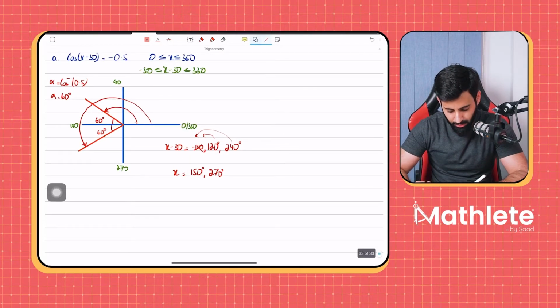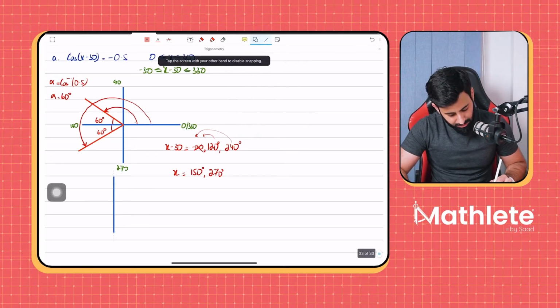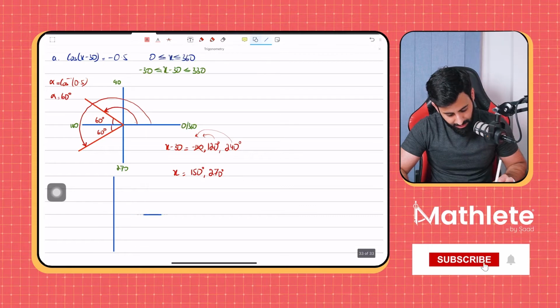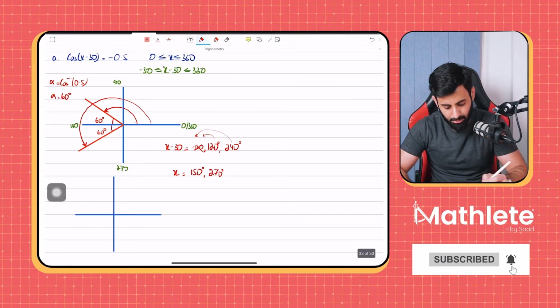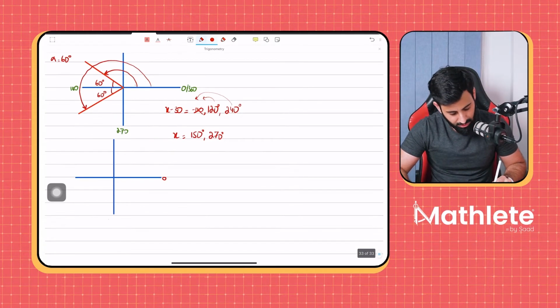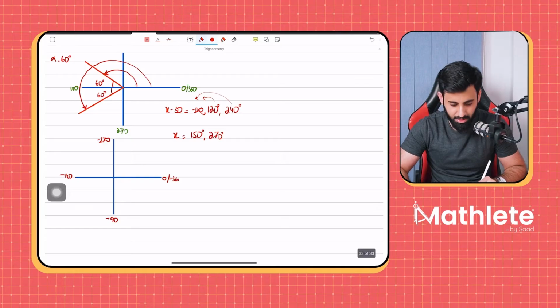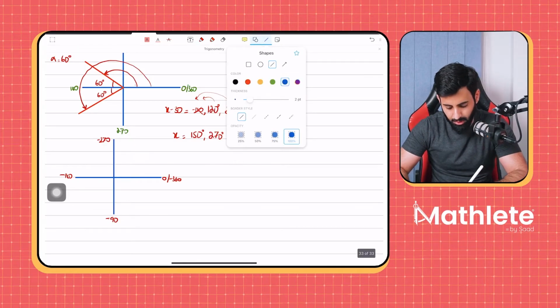One more thing. Here's what you could have done. Remember I said for the negative range, you make a separate quadrant. So if you make a separate quadrant for the negative range, this is going to be 0, this is going to be minus 90, this is going to be minus 180, this is going to be minus 270, this is going to be minus 360. Yes, we're not going to use all of it. We're only going to use a part of it.